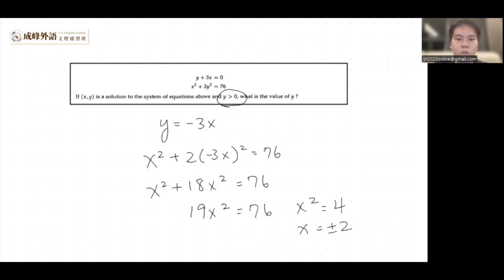Now, which one do we know that's going to make y positive? Well, we're going to substitute it back in, right? If x equals 2, then y is going to be negative 6. How do I know that? Well, all I did was plug into this first equation here. If x is negative 2, then y is going to be 6. That one gave us a positive y value.